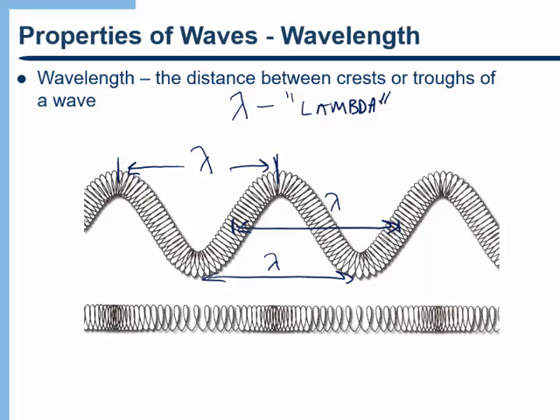In a longitudinal wave, same idea. We could measure, for example, between the maximum compression and the next maximum compression. That would be the wavelength. But we could also measure between the maximum expansion and the next maximum expansion. So that would be the wavelength for a longitudinal wave.